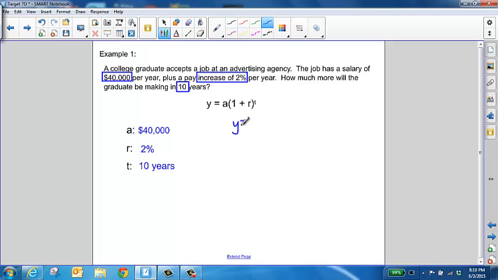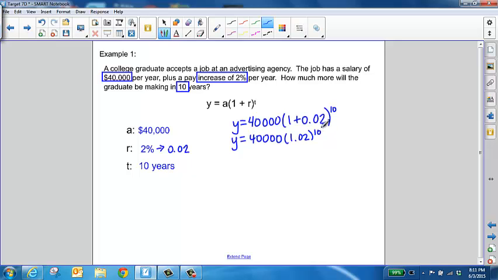So we have y equals, we're going to use 40,000 for our a. Now when we go to substitute in our rate, remember that we want to convert from percent to our decimal. So we're going to actually substitute in 0.02 and then all to the 10th power. Now using our order of operations, we want to evaluate what's in the parentheses first. So that's going to give us 1.02.